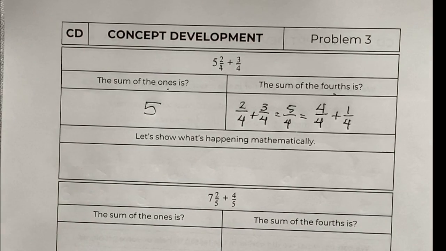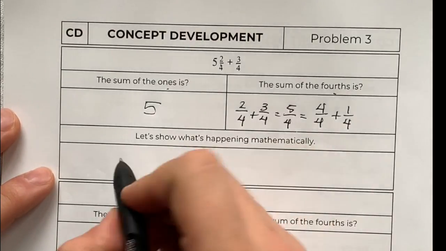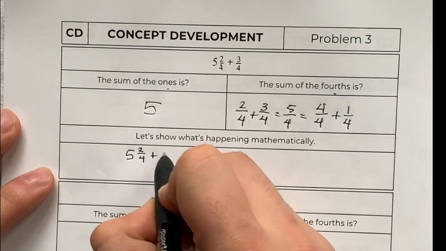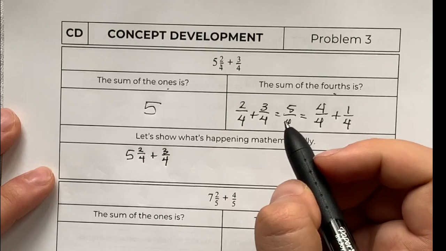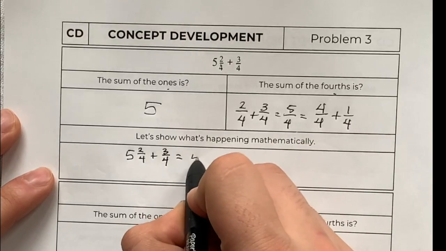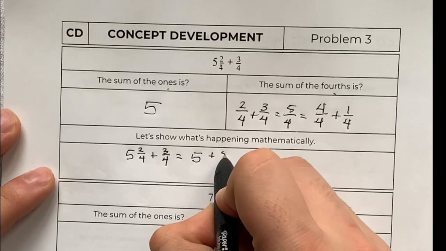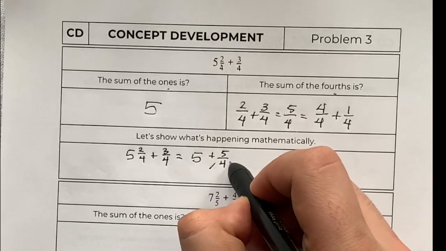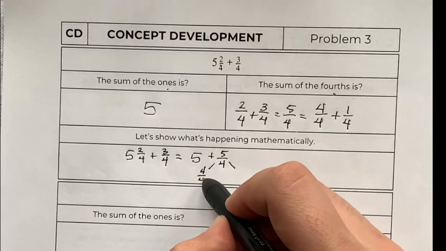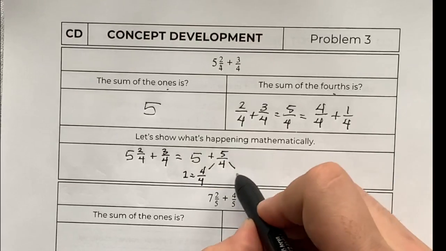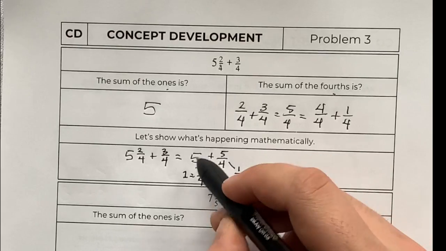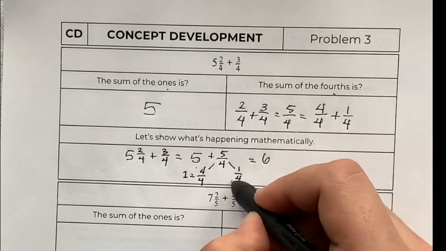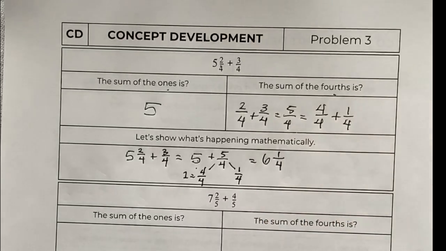To show this mathematically, to show what's really happening inside of our numbers, I have 5 2/4 plus 3/4, and that equals 5 plus 5/4, since I'm adding that 1 and then the fourths together. And this fourths can be broken up into 1, 4/4, and 1 extra 1/4. Since we're adding this anyway, what I'm really saying is I'm breaking this into 2 smaller addition problems. 5 plus 1, which equals 6, plus 1/4. So my answer is 6 1/4.